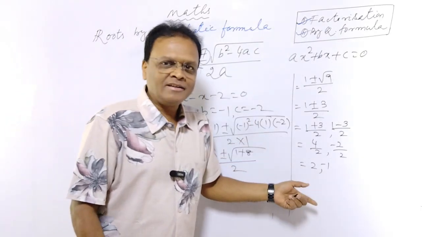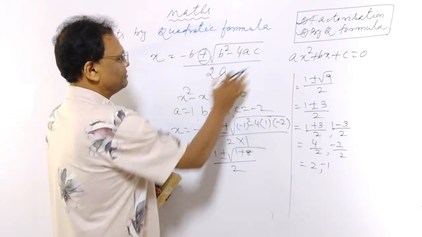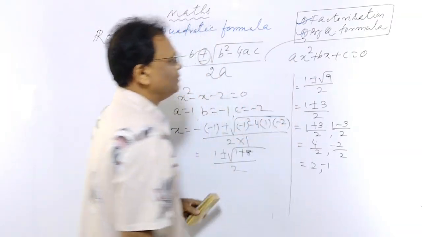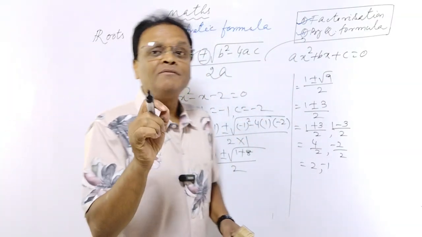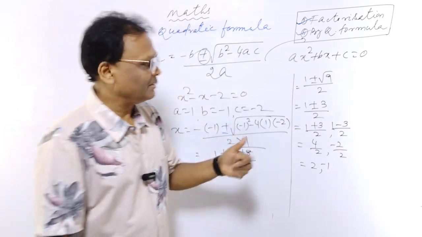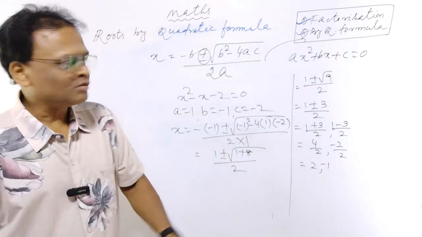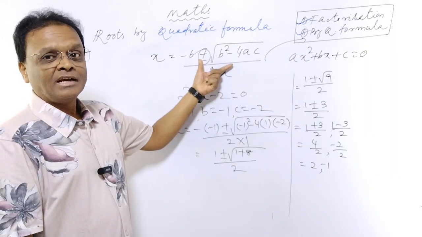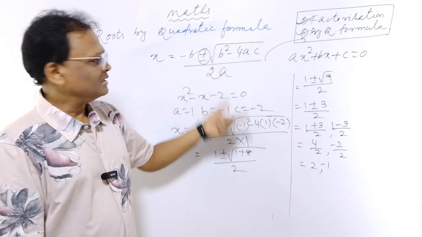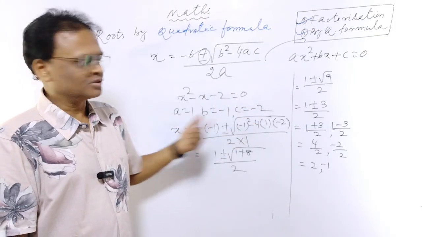So by which method did I do this? By this method. What is the name of the method? Remember, this is the name of the method, means the name of the formula. What is the formula? Quadratic formula. Once again I repeat, quadratic formula. You try to remember this one. If splitting is not possible, then this is the best method, the best formula to find the roots.